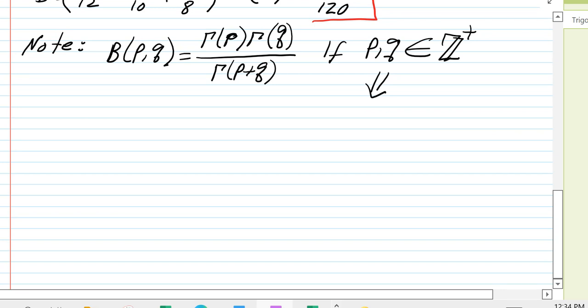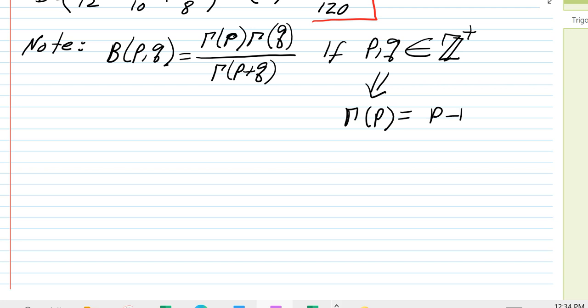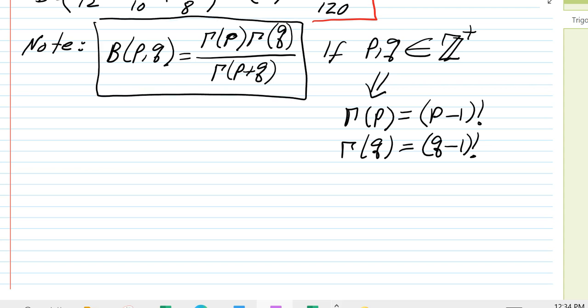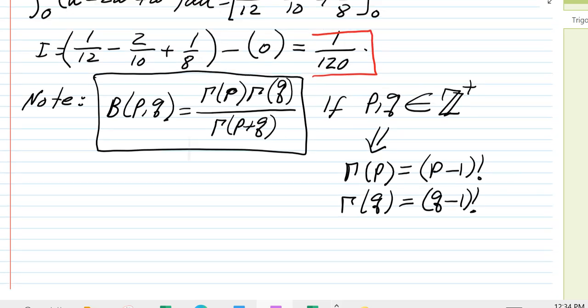is that we can write gamma of P as P minus 1 factorial. Okay, and of course, gamma of Q is Q minus 1 factorial. So again, to clarify, this relationship does not require that P and Q are integers, but if P, Q are integers, then we can write this relationship. We can rewrite them in factorial notation. Okay, so that's what I'm going to do now.